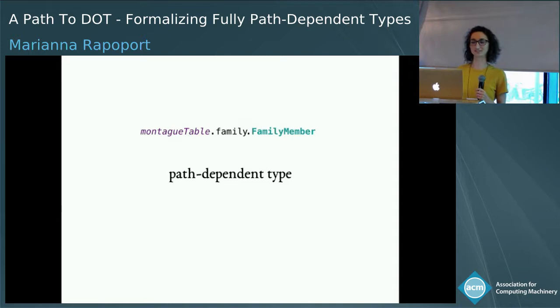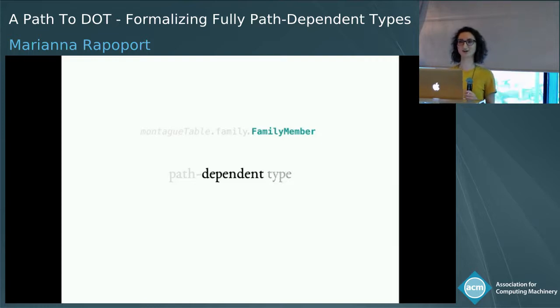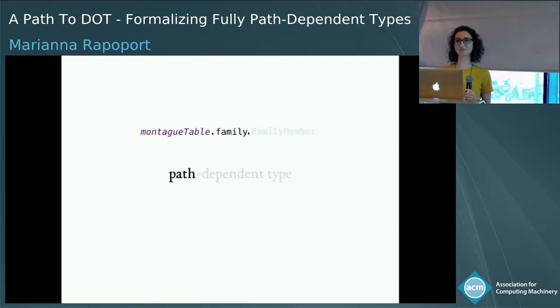More generally, a path-dependent type is a restricted form of a dependent type that depends on the runtime value of a path to an object. And by path, I just mean something that starts with a variable and has a finite number of fields, or maybe zero fields on it.